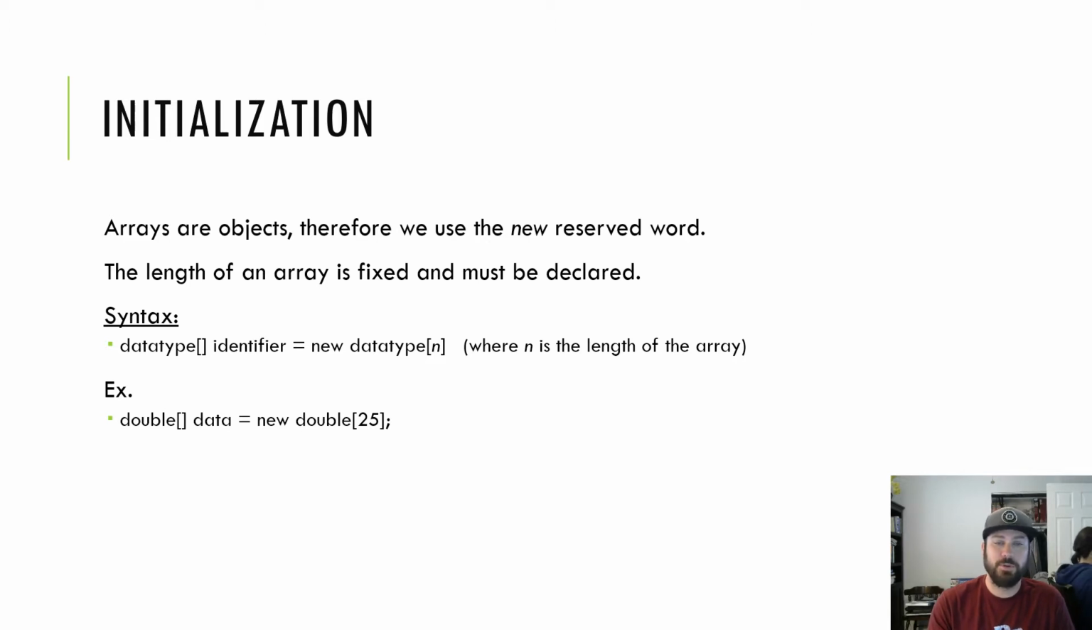For example, if we were creating an array of doubles, we could say double with those square brackets, call it data equals new double, and then 25 elements in there. So this is just an example of initializing an array. Now at this point, this array is empty. There are no elements inside of it. But because double is a primitive type, it automatically fills it all with 0.0. But it's important to note that if we wanted to then add numbers or add elements to our array, we'd have to go one by one and initialize each element.